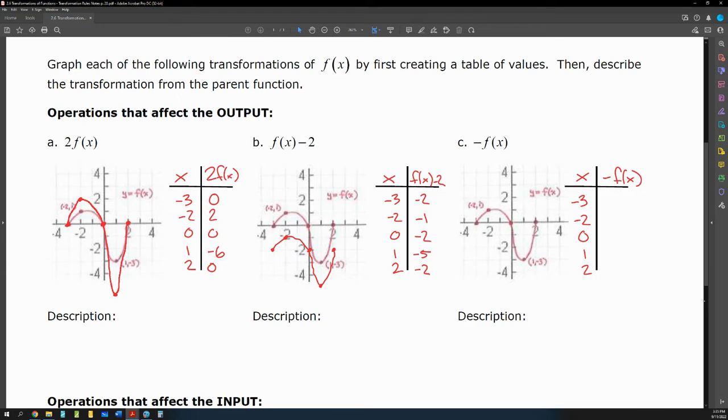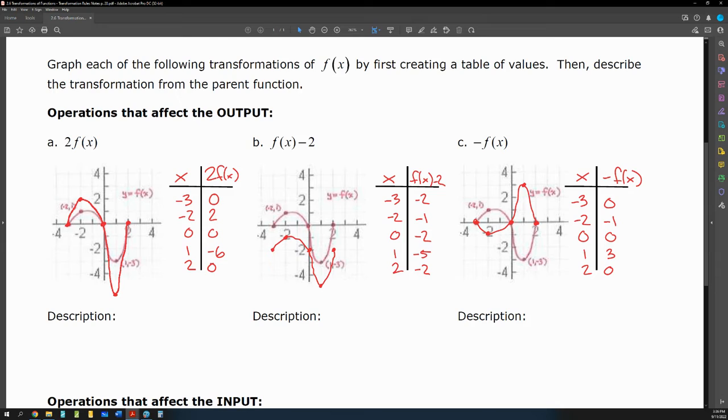But then instead of (-3, 0), we still have (-3, 0). Instead of (-2, 1), we have (-2, -1). We have (0, 0), (1, 3), and then (2, 0). So graphing this, (-3, 0), (-2, -1), (0, 0), (1, 3), and then (2, 0).